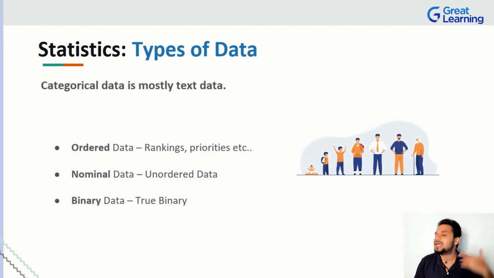Think about priority. I am very sure if you are college students or if you are in your job right now, your manager or your lecturer or someone is going to come to you and say, hey, these are the tasks that need to be done on priority, P0, P1, P2, right? You're giving an order to your data.